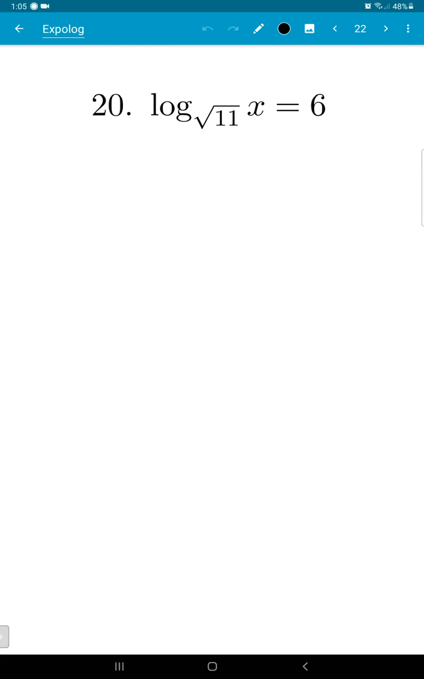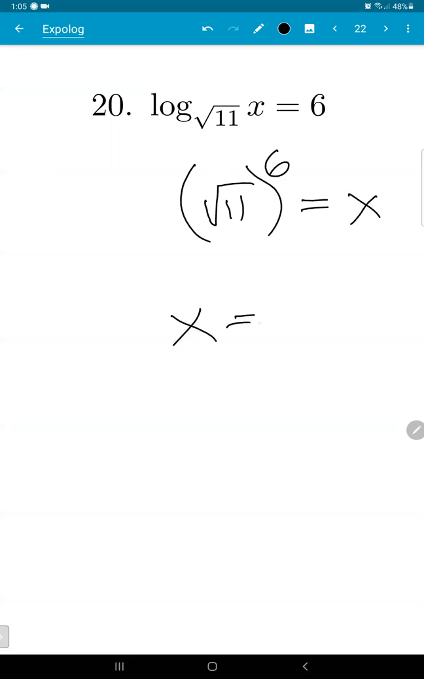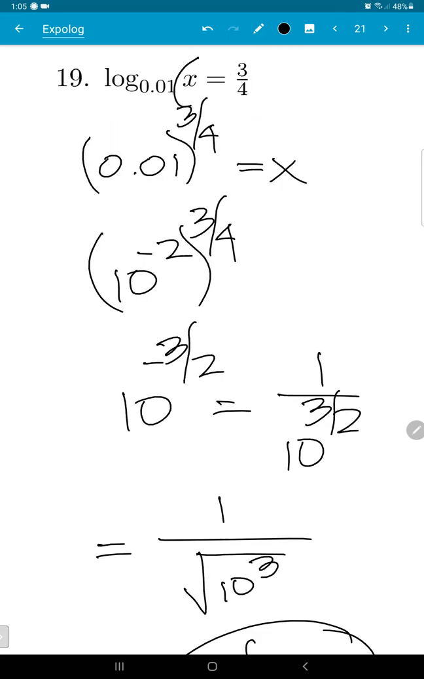331. Convert to exponential form. So square root of 11 to the 6 equals x, or that's 11 cubed, right? 11 to the 1/2, so 1/2 times 6. 11 cubed, 1331. So here in the first two problems, x is the input.